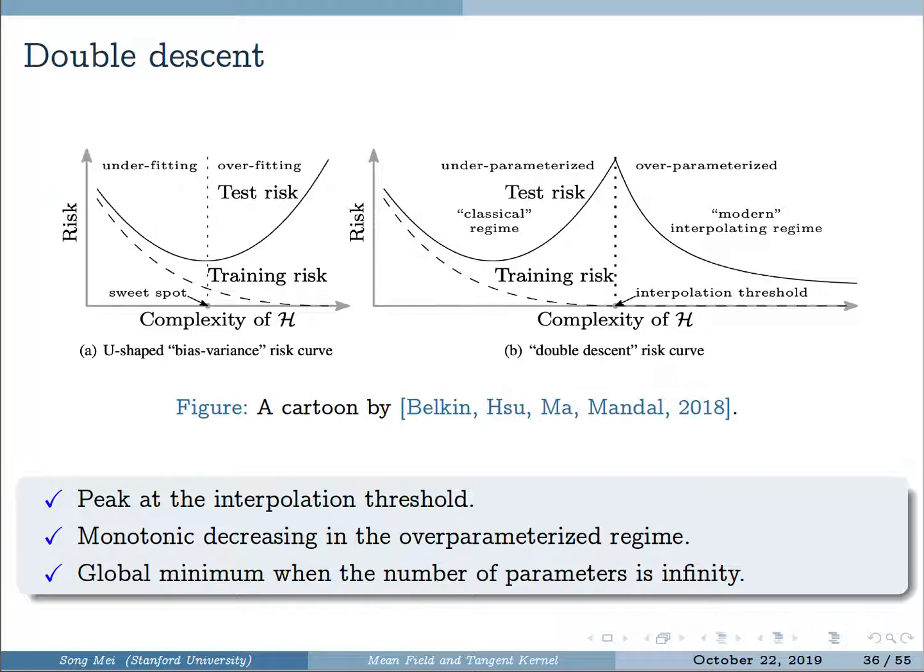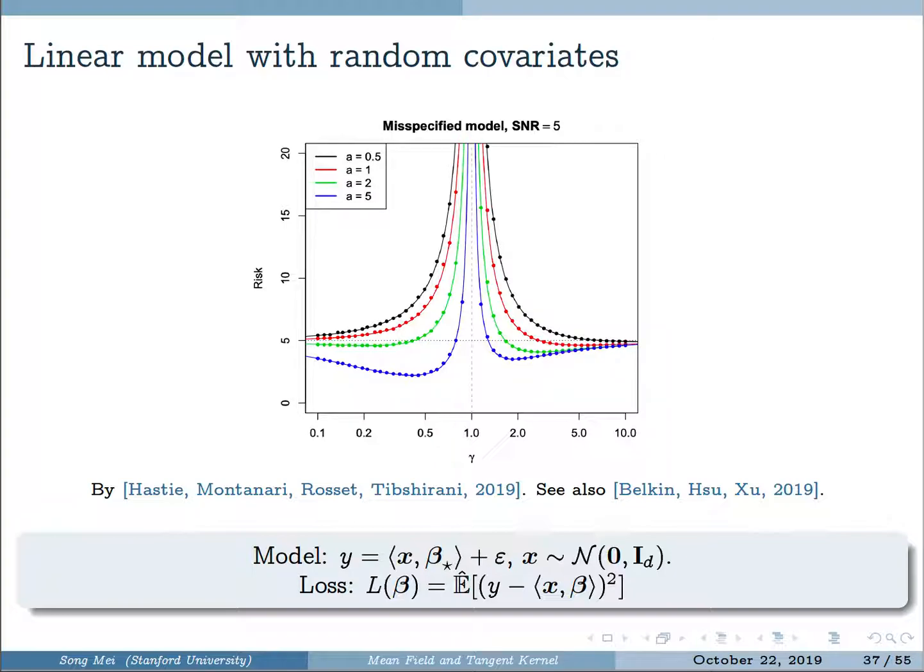So this paper just appeared on arXiv at the end of last year. And at the beginning of this year, 2 papers appeared on arXiv that try to explain this double descent phenomenon using the simple linear model.